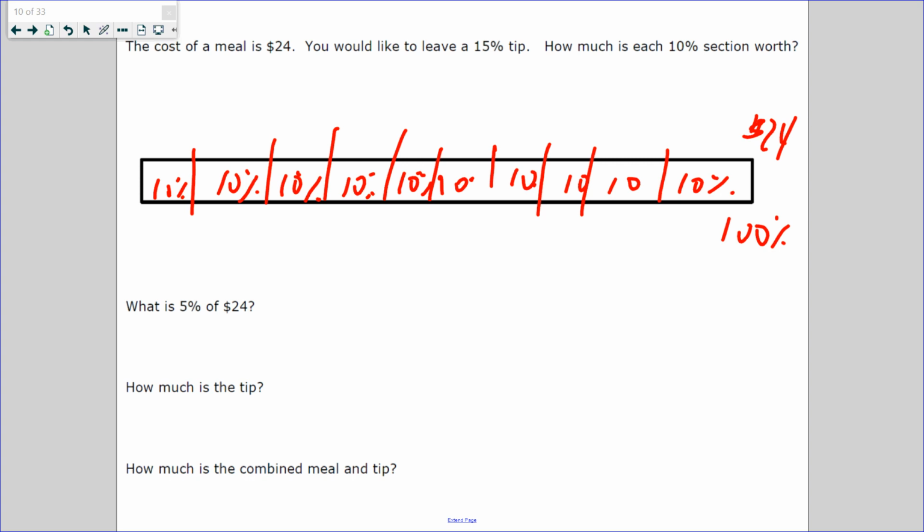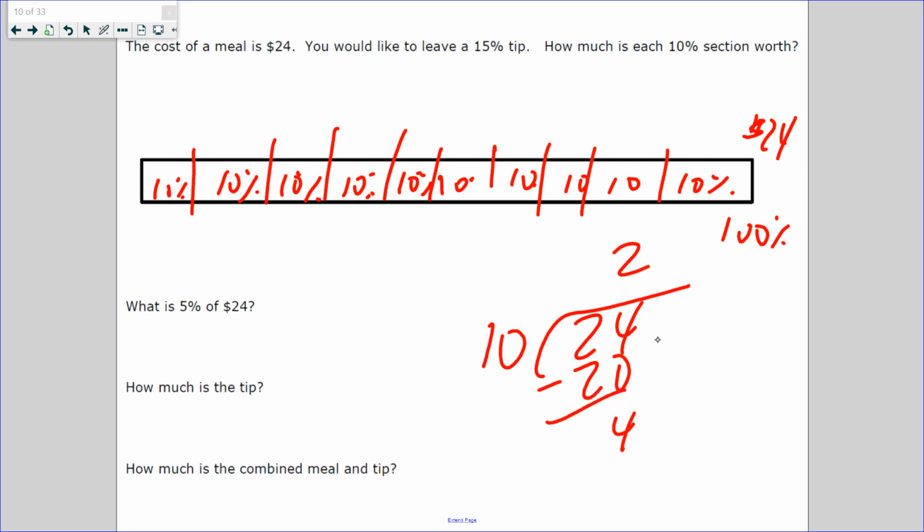We're going to need to break this $24 into 10 equal sections. What is 24 divided by 10 equal sections? 10 goes into 24 2 times. Add a 0, it goes into 40 4 times. So each one will be $2.40. Every 10% is $2.40.